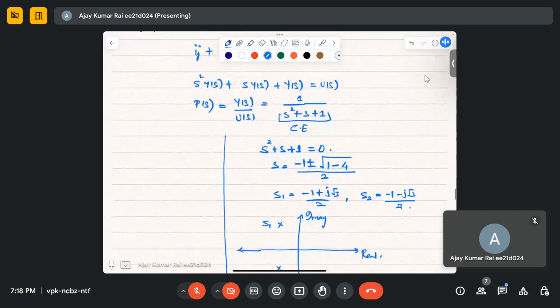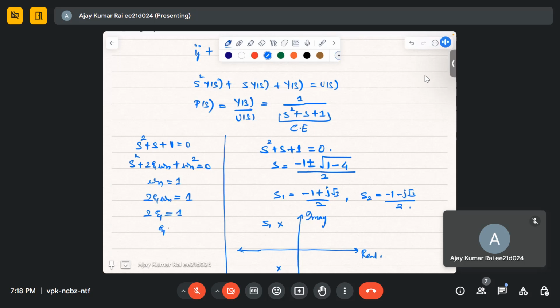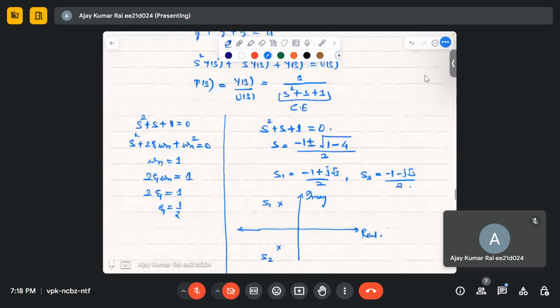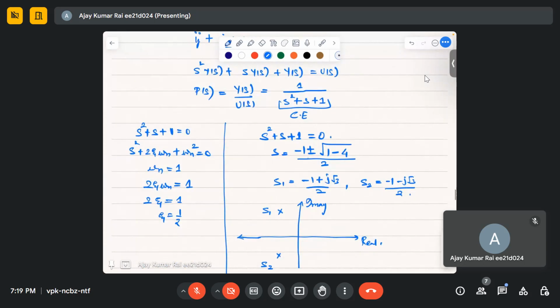The other thing we can do is, we know it's a second order system, right? You can compare with the general characteristic equation of a second order system. You can see omega n will be equal to 1, and 2 into zeta into omega n is also equal to 1. So omega n is 1, zeta is 1 by 2. From here itself you can tell.